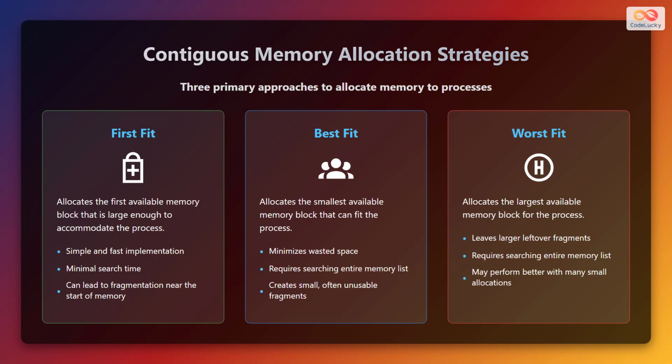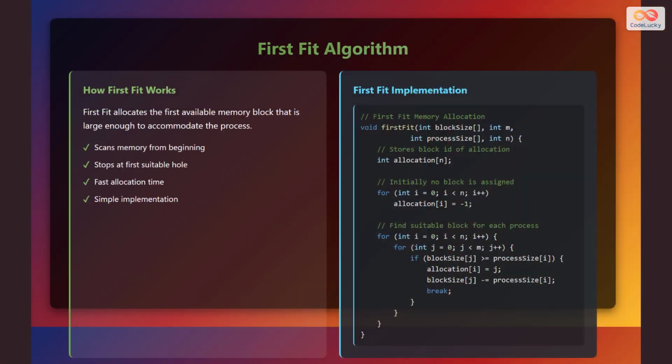Let's explore the three primary approaches to allocate memory to processes when using contiguous memory allocation: first fit, best fit, and worst fit. Let's start with the first fit algorithm.